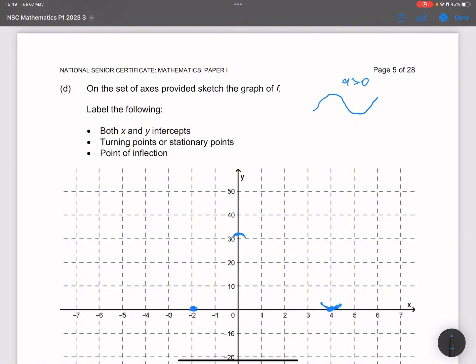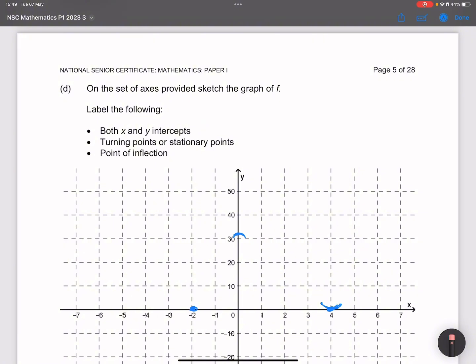They said we should also show the point of inflection. And please remember, ladies and gents, the point of inflection will be halfway between our turning point values. So in this case, I've got 0 and 4, so our point of inflection will actually be at x is equal to 2. So now they said we need to show the point of inflection.